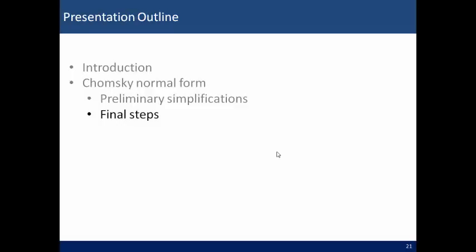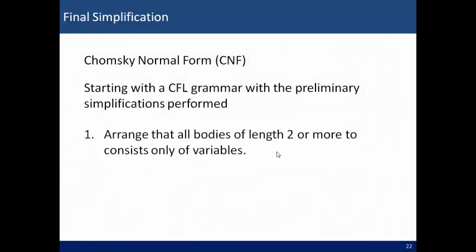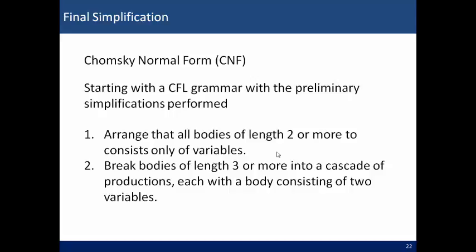Finally, we have to convert the grammar into Chomsky normal form. A Chomsky normal form is one where all productions are arranged in such a way that there is either one terminal symbol or two non-terminal symbols at the RHS. So how can we achieve this? Arrange that all bodies of length 2 or more consist only of variables, and break bodies of length 3 or more into a cascade of productions, each with a body consisting of two variables.